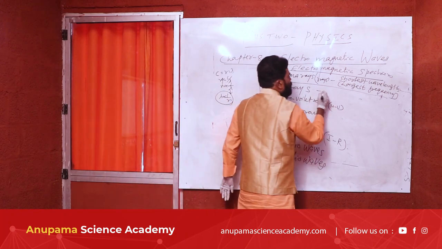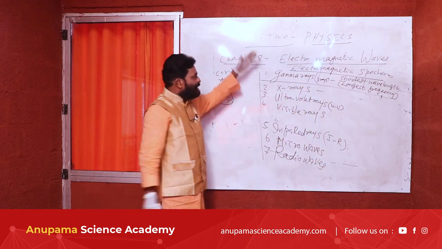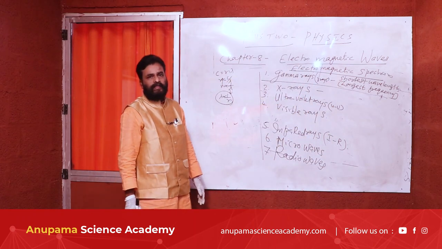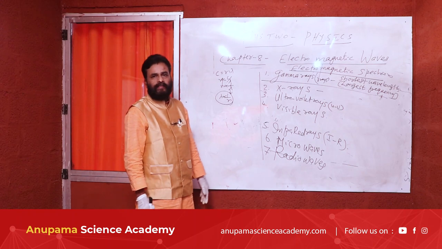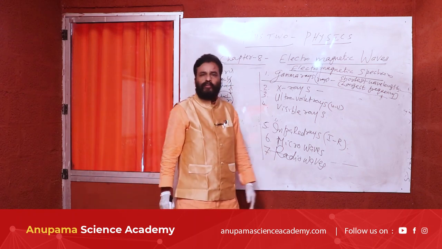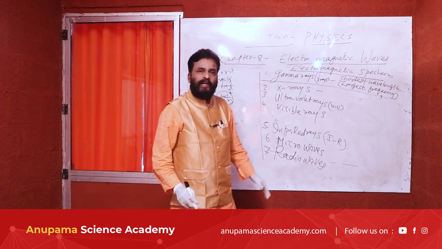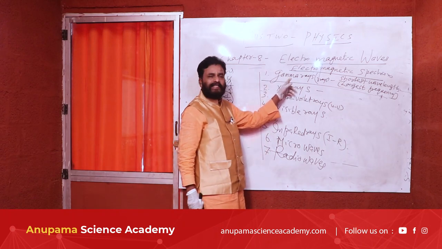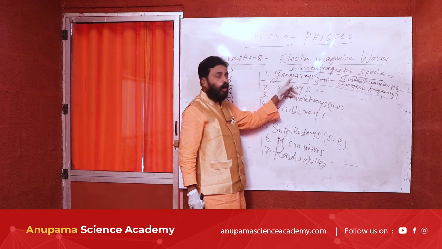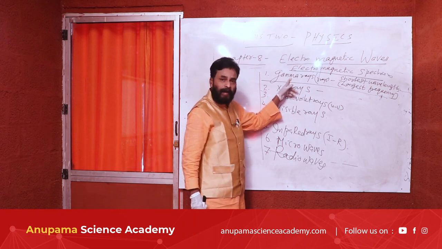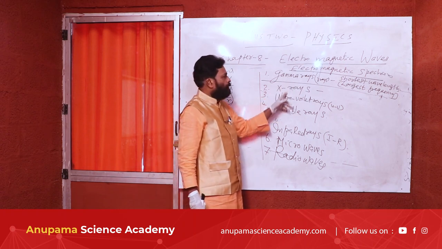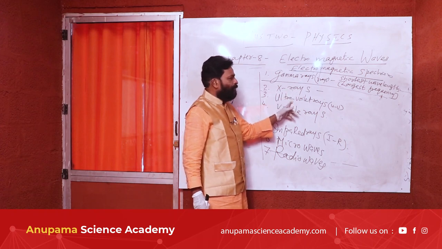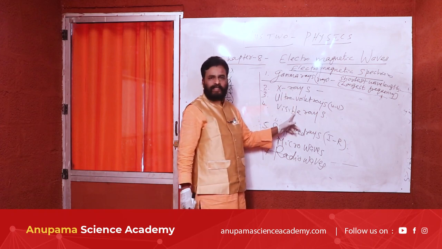Then we are writing this in the ascending order of wavelength, increasing order of wavelength, or descending order of frequency, decreasing order of frequency. The shortest wavelength radiation is gamma. The longest frequency radiation is gamma rays. Then X-rays, then ultraviolet rays, then visible rays.